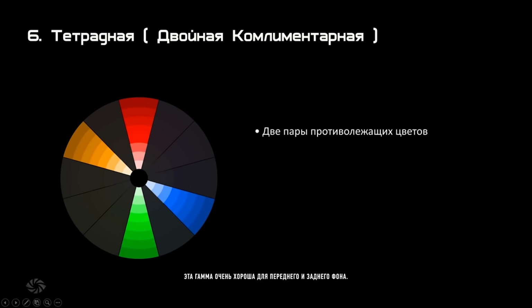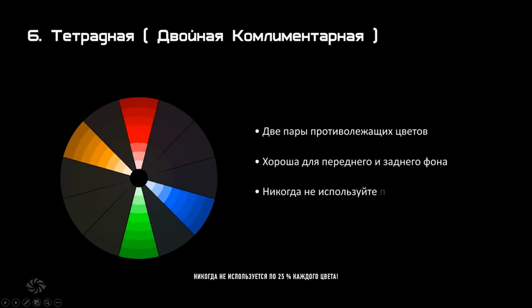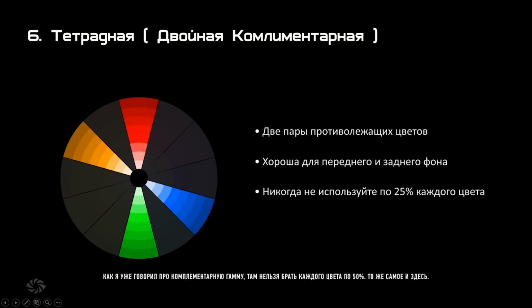So it's best used for foregrounds and backgrounds. Like I wouldn't really recommend using it for mixing everything in the same sort of area. Sort of hard to describe. I'll show you some examples in a sec. But for example, using the foreground, you might want to have 1 pair, and then way in the background, maybe balance another pair. Never ever use 25% of each. Like what I said before about using complementary colors, don't use 50-50. Same with this. If you use 25% of each, it would just look horrible.